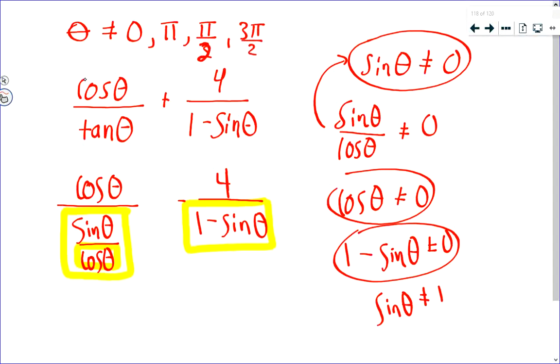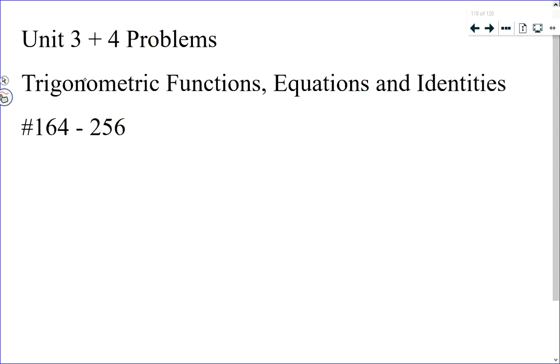Etc. I'm not going to finish the problem. I just wanted to make that point that you're not done when you say sine of theta is not equal to 0. You have to tell me what theta is not equal to.